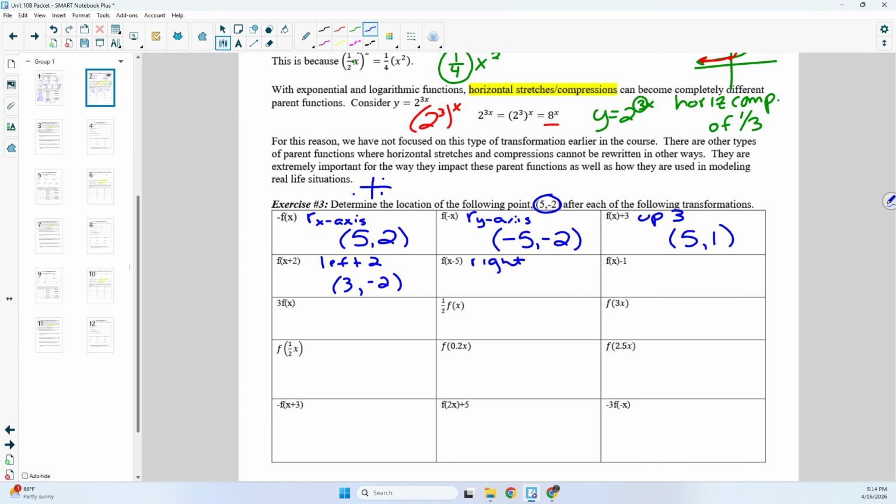I have right 5, so I need to go and add 5. So I have (10, -2) to my x, and then we have down 1.